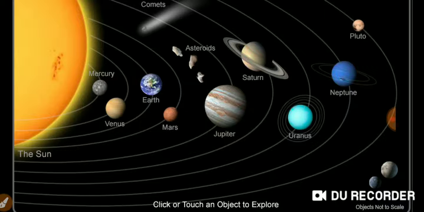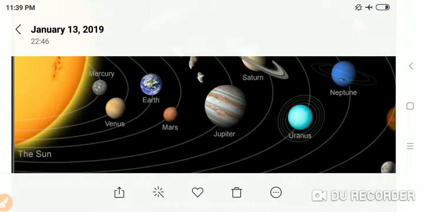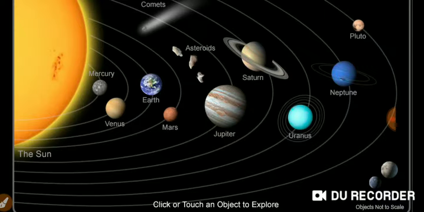So next planet is Earth. Earth is also called the blue planet, and Earth is the only planet where life exists, as far as we know till now.